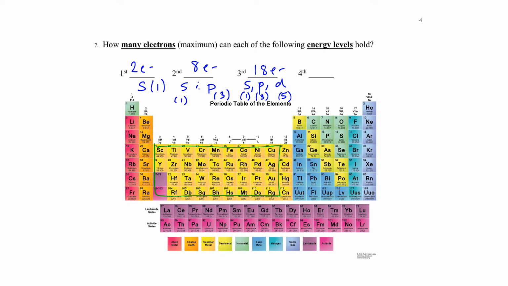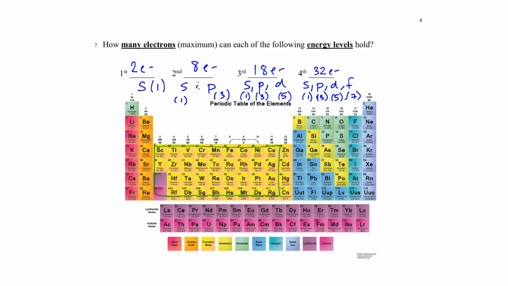Okay. Last but not least, our 4th energy level, again, if we just add 1 more sublevel, would be S, P, D, and F. So that's 1 plus 3 plus 5, and then F was 7. So in total there, that would give us 16 total orbitals. 16 times 2 would give us 32 total electrons.